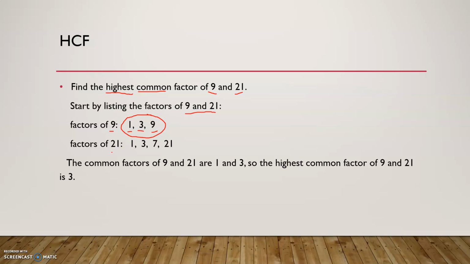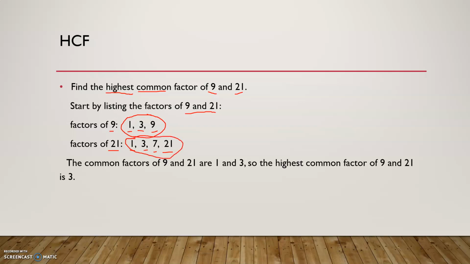Next one, which is the factors of 21. So we go 1 goes 21 times into 21. 3 goes 7 times into 21. 7 goes 3 times into 21, and 21 goes 1 time into 21. So these are the factors for 21.